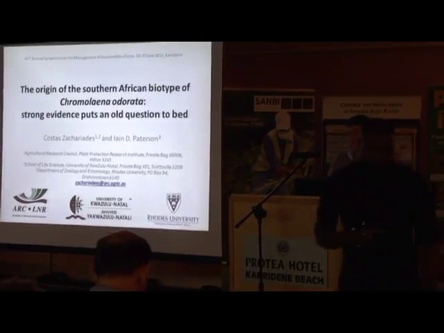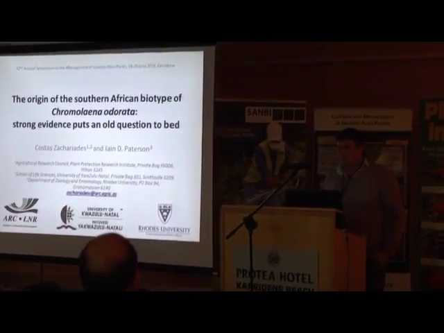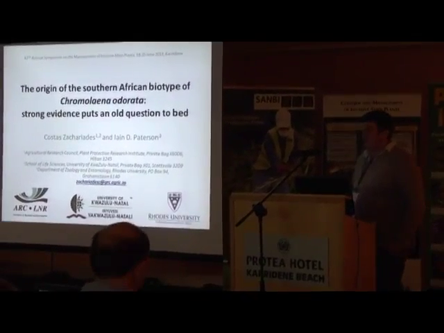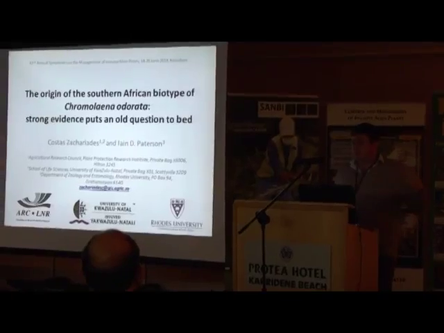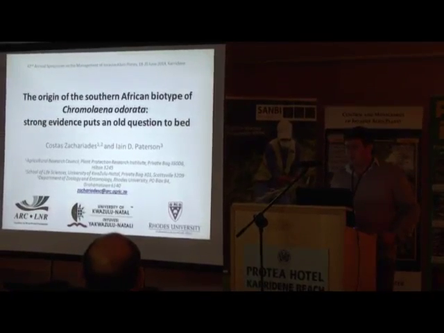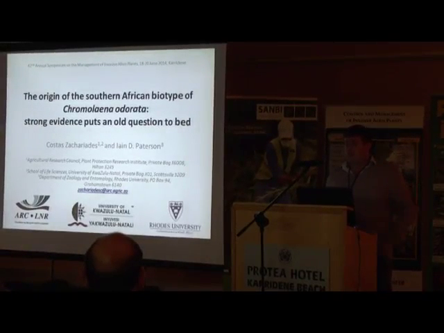Cremolina is one of the worst terrestrial weeds in South Africa and across the world. But in South Africa, we have for a very long time been trying to find out where our Cremolina odorata comes from. And we haven't been able to answer this question for many years. And recently we've got some really strong evidence that we now know the origin of our South African type of Cremolina odorata. Obviously I can't tell you that until the end of the talk.